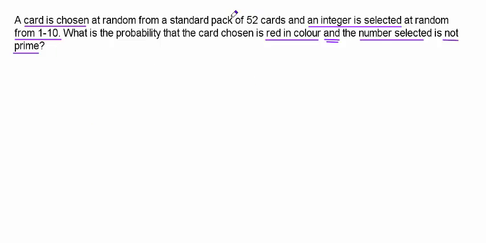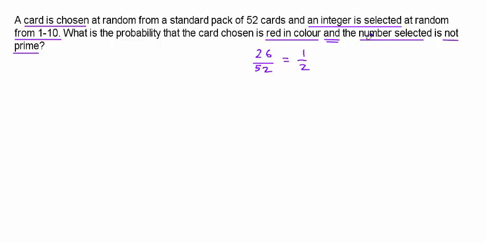Now in a pack of 52 cards, we have exactly 26 red and 26 black cards. Therefore, the probability that you pick a card that is red in color is exactly 26 out of 52, which is nothing but 1/2. And if you look at the numbers from 1 through 10, there are 10 numbers in all.